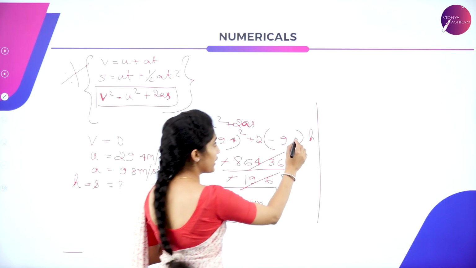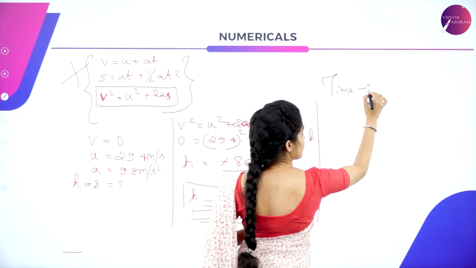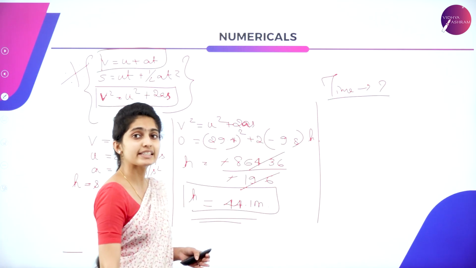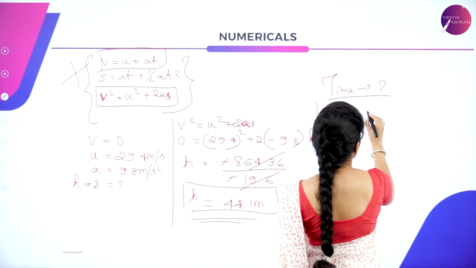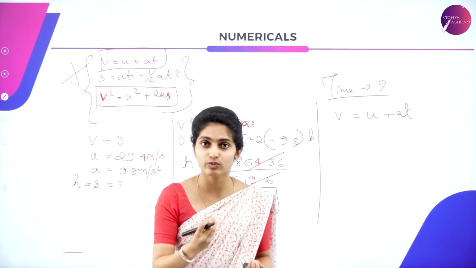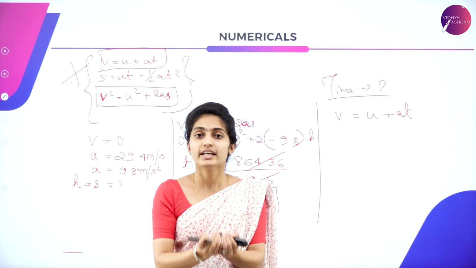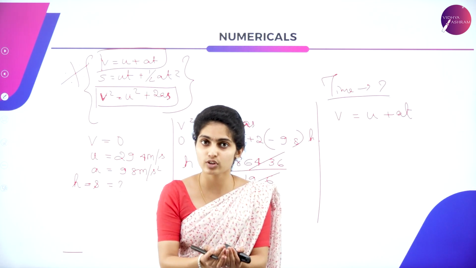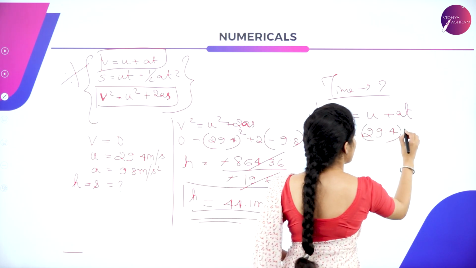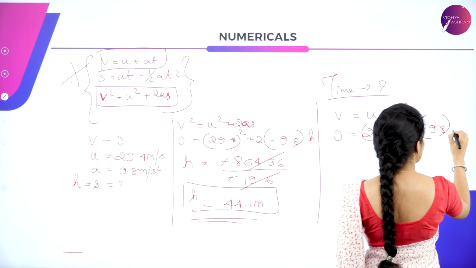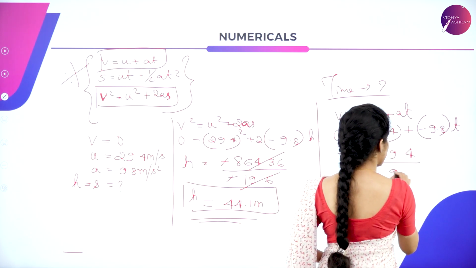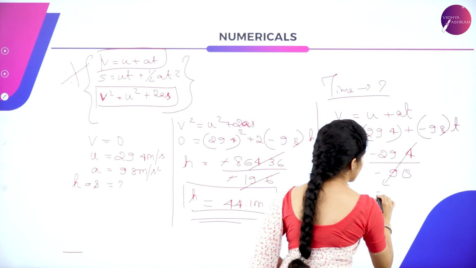Next, in order to find out the time, I will be using the first equation, v is equal to u plus at. What is your v? v is equal to 0, that is the final velocity. When a player catches the ball, the ball is in the state of rest. So 0 is equal to the u value, 29.4, plus a, which is minus 9.8, and you don't know t. So t is equal to minus 29.4 divided by minus 9.8. You get t is equal to 3 seconds.